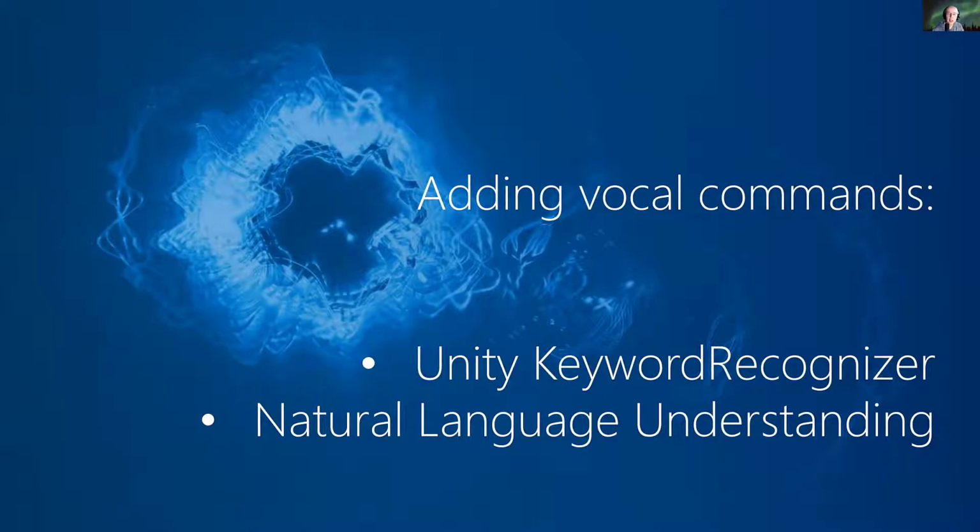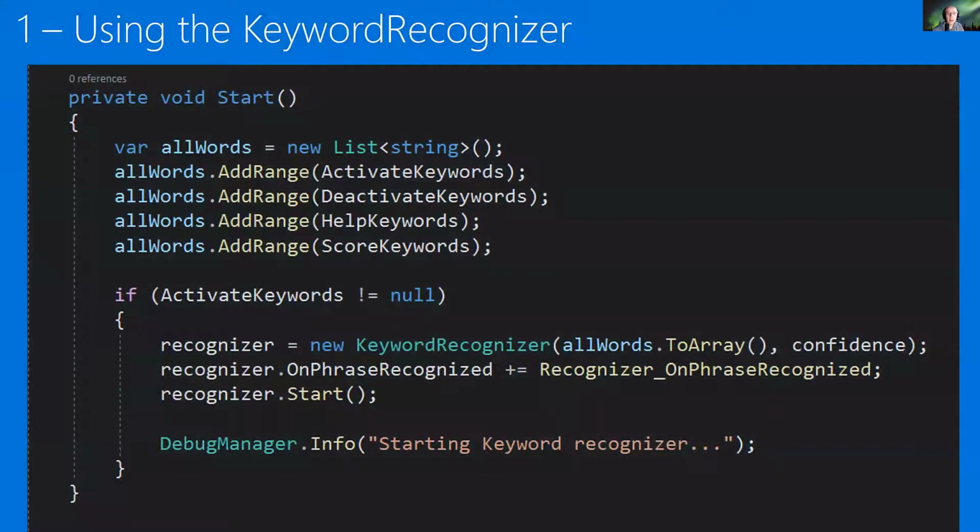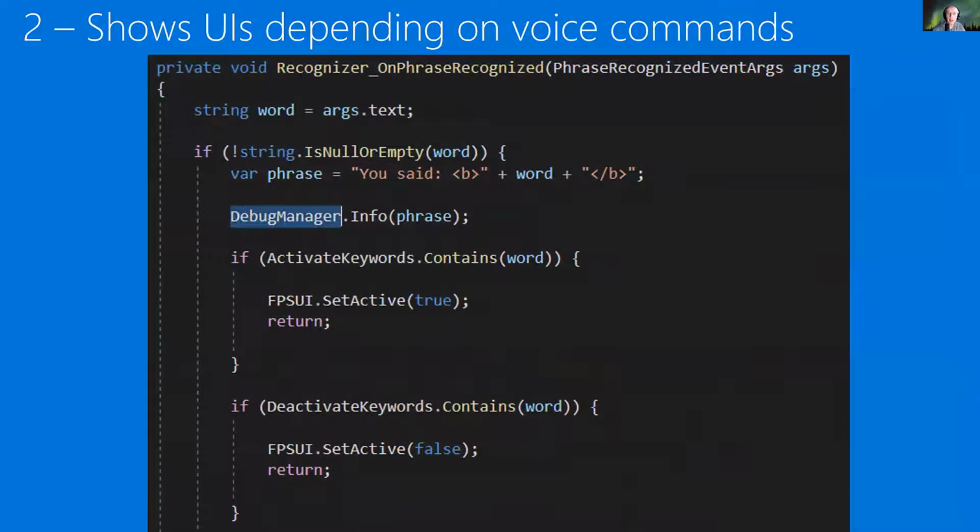So my first experiments were with the Unity keyword recognizer. Using the Unity keyword recognizer is quite simple, and it's also very effective because if you need to recognize simple phrases, you can just pass these phrases and words to the constructor of the Unity recognizer. And automatically, when these words will be recognized, an on-phrase recognized event will be triggered, and then you can do different action when this event is fired.